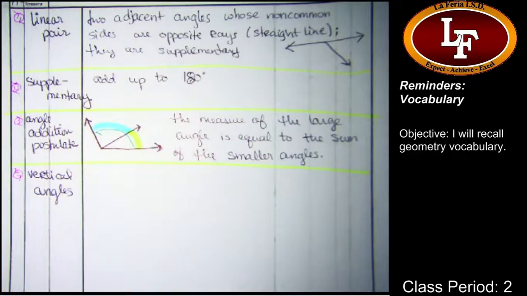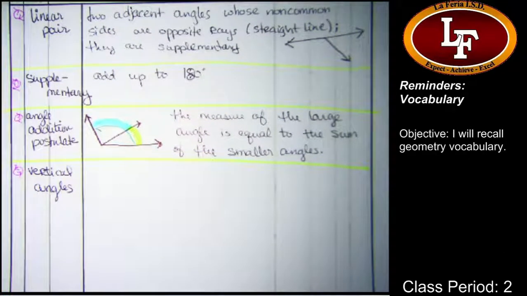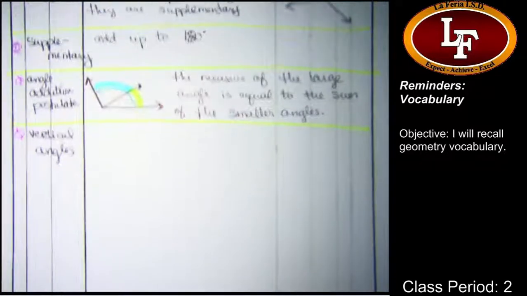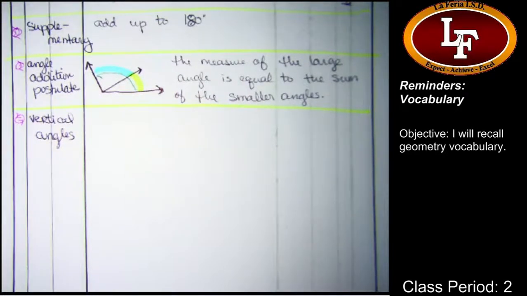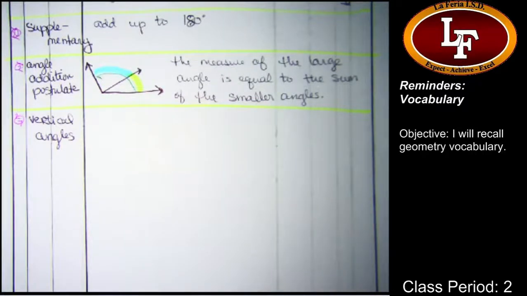Here's the next word for recall: vertical angles. What are vertical angles? Okay, but describe them or define them. You're making a slashing motion with your hand, and she's making an X with her fingers.